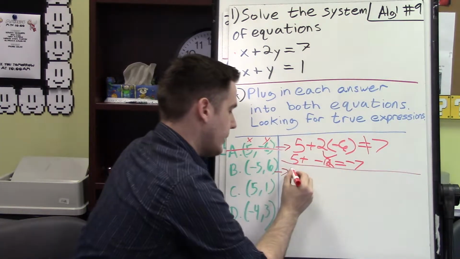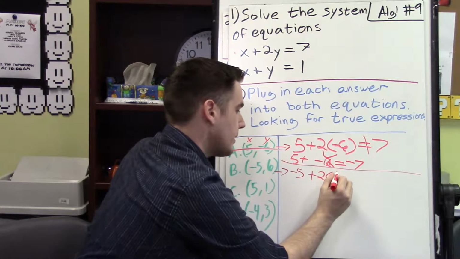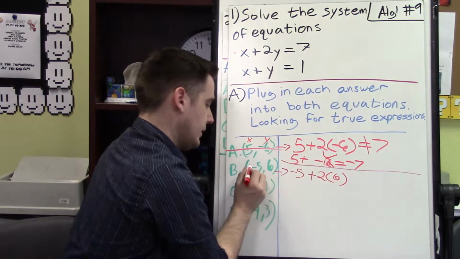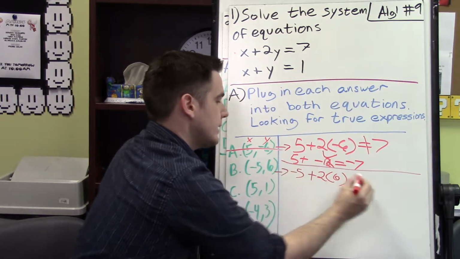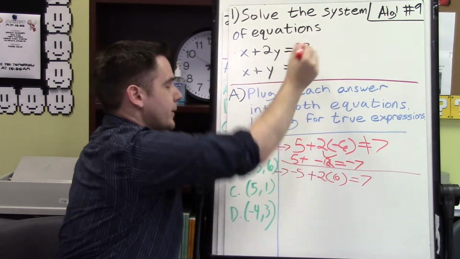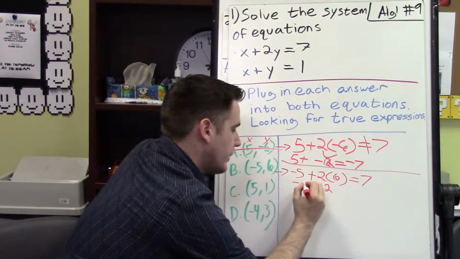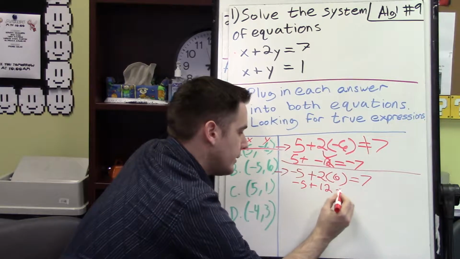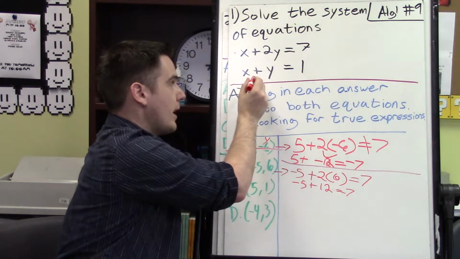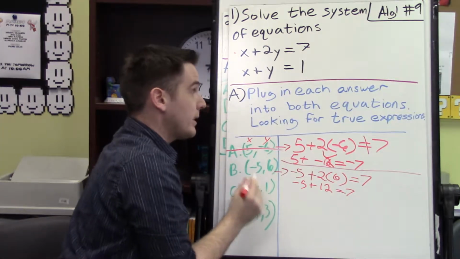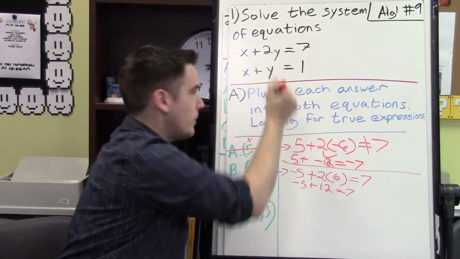Negative 5 and 6. So we've got negative 5 plus 2 times positive 6 equals 7, because again, we're just plugging into this first equation. 6 times 2 is 12. So negative 5 plus 12 equals 7. Okay, that works, but don't get excited. Let's try out the second equation. Make sure that one works, because sometimes it'll work for one set but not the other. It has to work for both.